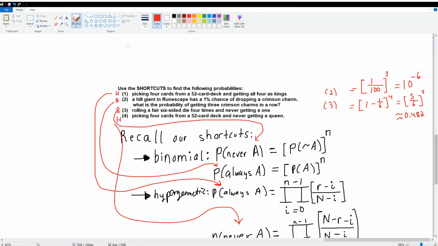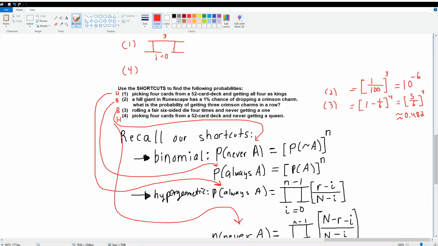Now, let's do 1 and 4. I'm going to do these up here where we have more space. The first one, we're getting all 4 as kings. So we're going to set up our product notation. We always start with I equals 0. This time we're picking 4 kings, so our sample size is 4. So 4 minus 1 is 3.